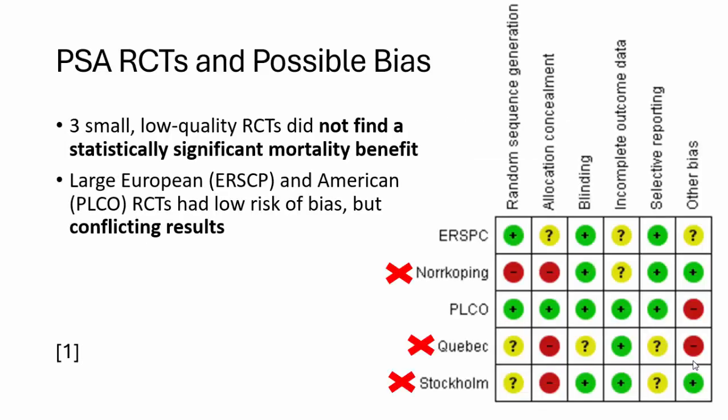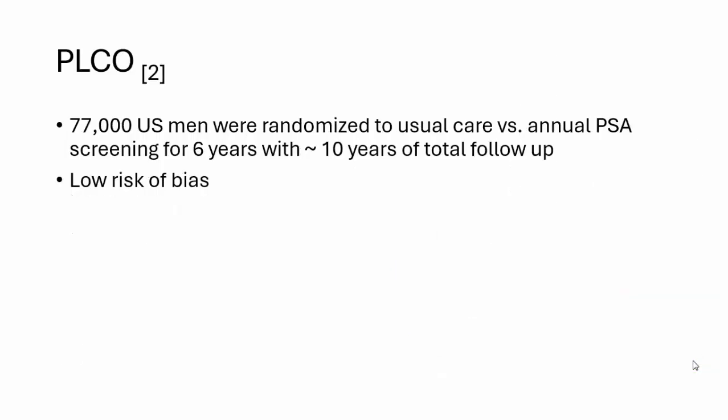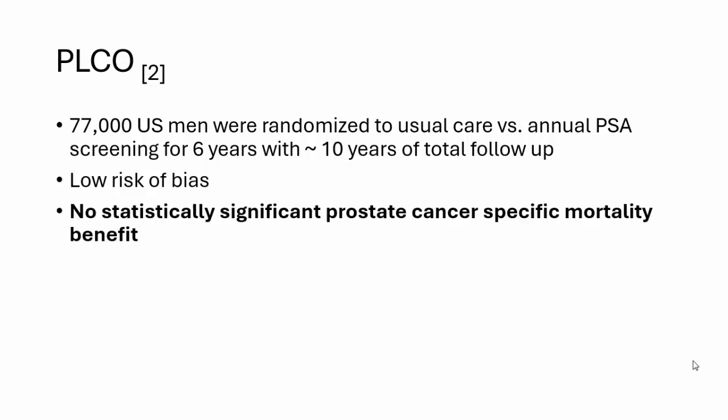But unfortunately, these 2 large low-risk studies have conflicting results, which makes it a little bit murkier as far as what the final conclusion is. The American study, the PLCO, had 77,000 men randomized to usual care versus annual PSA screening for 6 years, with 10 years of total follow-up. There was no statistically significant prostate cancer specific mortality benefit in this study.